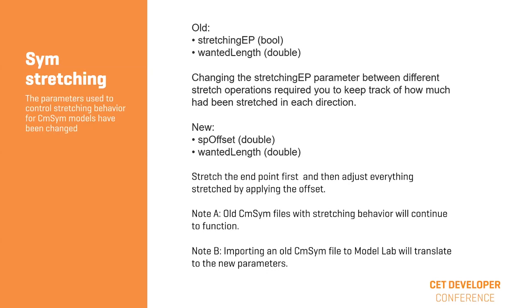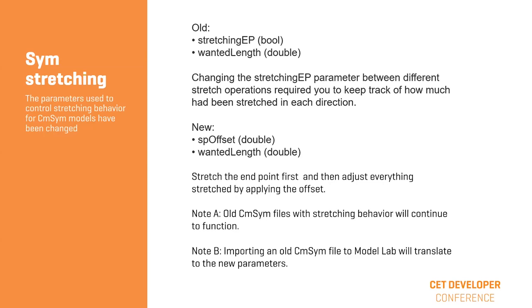Now instead this has been changed so that we still have the wanted length parameter, but now we also have a SP offset, which is a double. So how it works now is that the endpoint is stretched first, so we achieve the wanted length, and then the offset is used to adjust everything so that everything is in the right place. So this shouldn't be any more difficult at all, and it should be much easier to use.